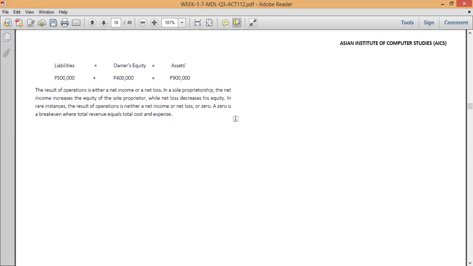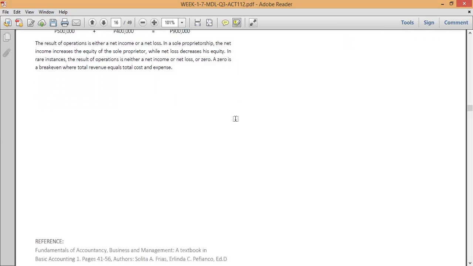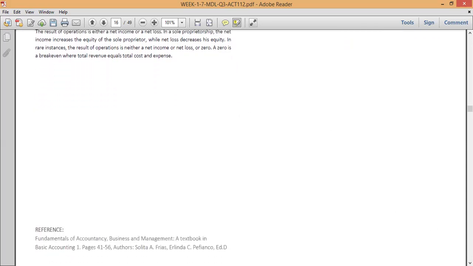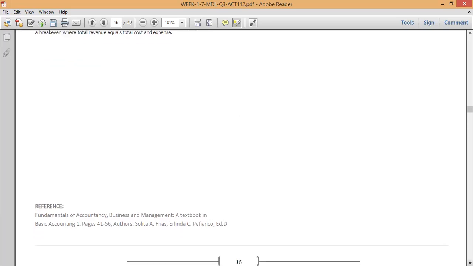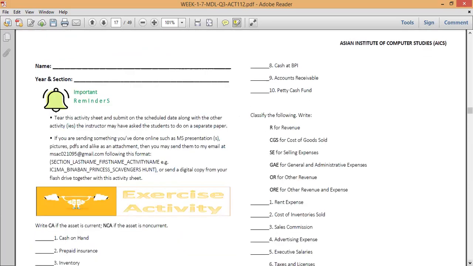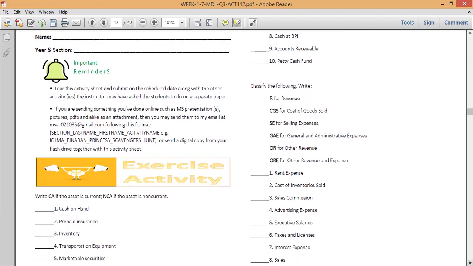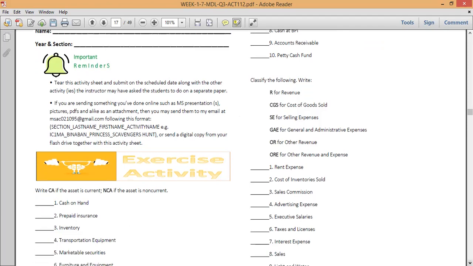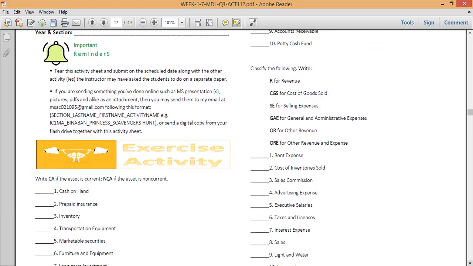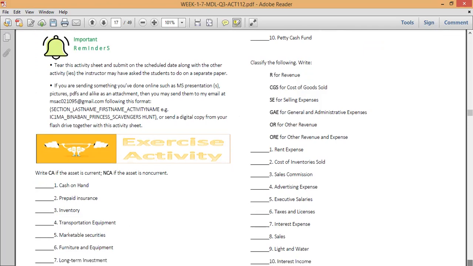So, I hope clear yan. That's the end of our discussion. Good luck to your activities. Madali lang naman siya. You need to determine lang kung current assets or non-current assets yung activity natin. Itong mga to. Follow nyo lang yung instruction para hindi kayo maligaw.